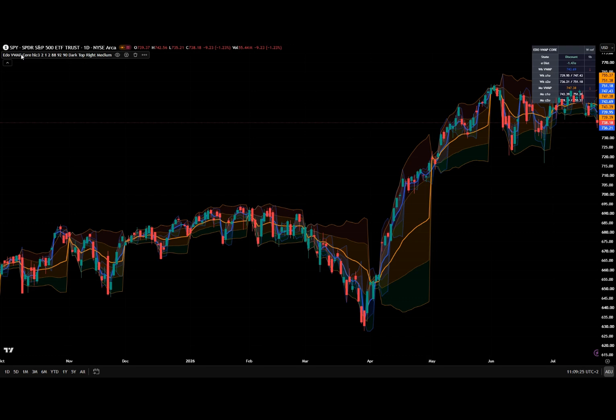Today we're working with the volume-weighted average price, using Edo VWAP Core. VWAP is the average price every share actually traded at, weighted by volume, so it's the level the market as a whole did business. Big institutions benchmark their fills against it, which is why price so often gravitates back to it. This indicator anchors VWAP to the week and the month, wraps it in deviation bands, and tells you whether price is cheap or expensive relative to that average. On the S&P 500 Fund Daily you can see the two VWAP lines and the bands around them.